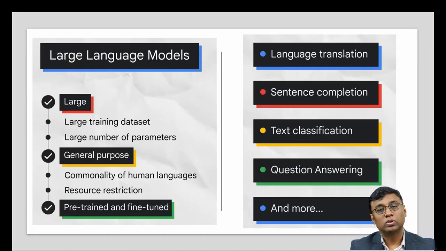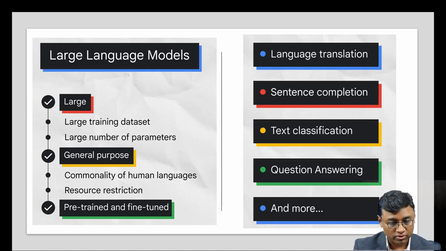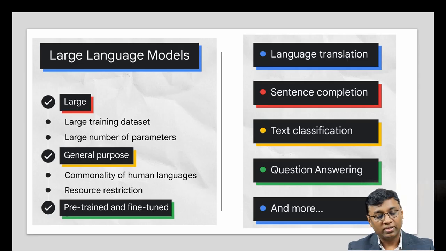So how do you go in depth and understand the large language models? Why is it large? Because the training data set is huge, so huge that you cannot even imagine its size. It also has parameters which define these data sets, which are huge, in terms of billions of parameters. The general purpose here is the commonality of human languages. And then we also have the resource restrictions in accessing those contents.